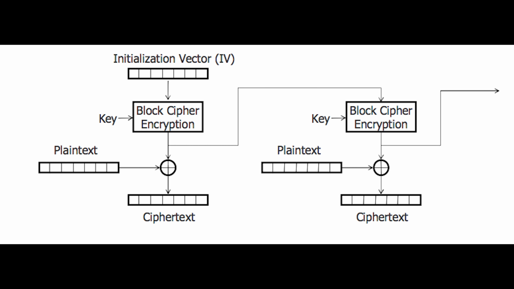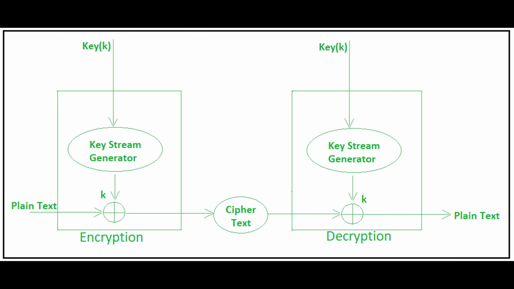However, block ciphers do have a high error propagation rate, since a bit of change in the original plaintext results in an entirely different ciphertext block. Now let's get into stream ciphers a little bit more.